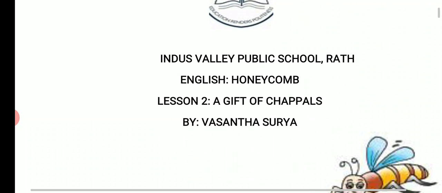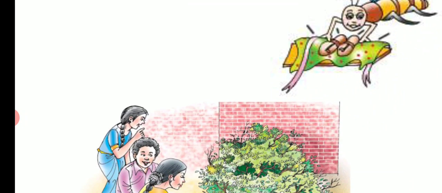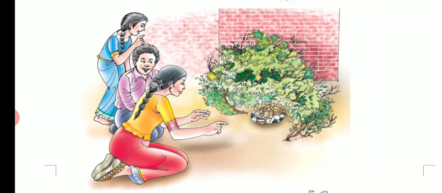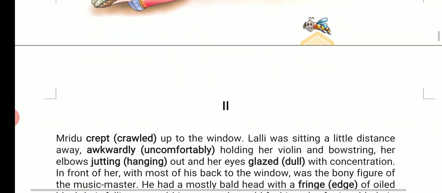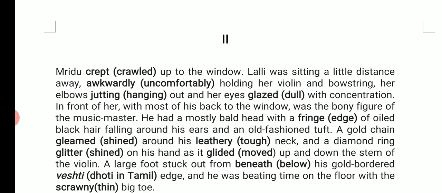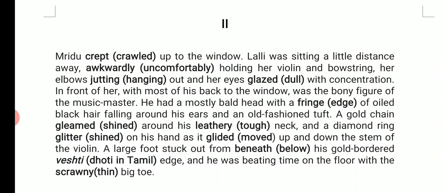In this part, we will be studying the rest of the story: the description of the music master, then the beggar, and how the lesson got the name A Gift of Chappals. That will be revealed in this part. Just recall that initially when Mridu came, she noticed a chappal, and the description was that it was very old and dusty, with the marks of fingers all over it. This was the description of the chappal in the beginning of the chapter that Mridu noticed.